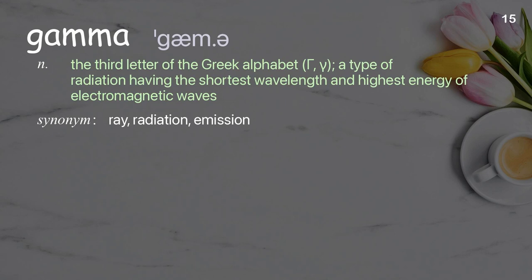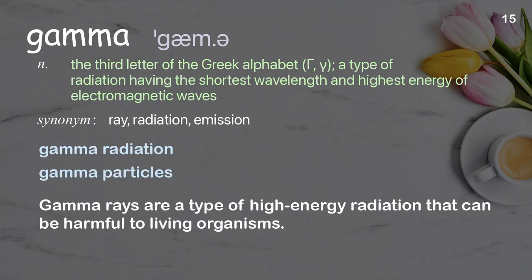Gamma. The third letter of the Greek alphabet, gamma; a type of radiation having the shortest wavelength and highest energy of electromagnetic waves. Examples. Gamma radiation. Gamma particles. Gamma rays are a type of high-energy radiation that can be harmful to living organisms.